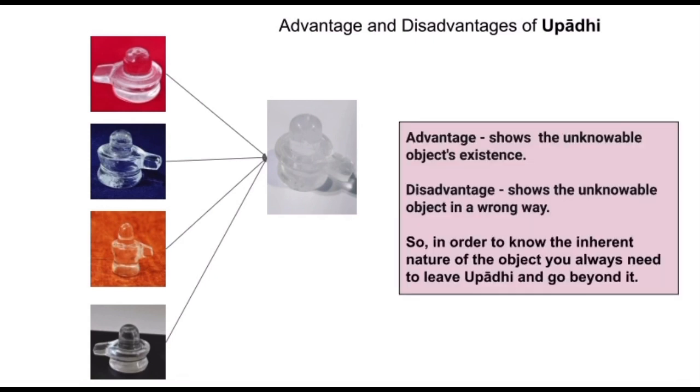Here we can conclude that Upadhi has both advantage and also disadvantage for the viewer. The advantage being it has the capability to show the otherwise unknowable object's existence, and the disadvantage being Upadhi can mask the inherent nature of the object and it shows the object in a wrong way. So, in order to know the inherent nature of an object, you always need to leave Upadhi and go beyond it.